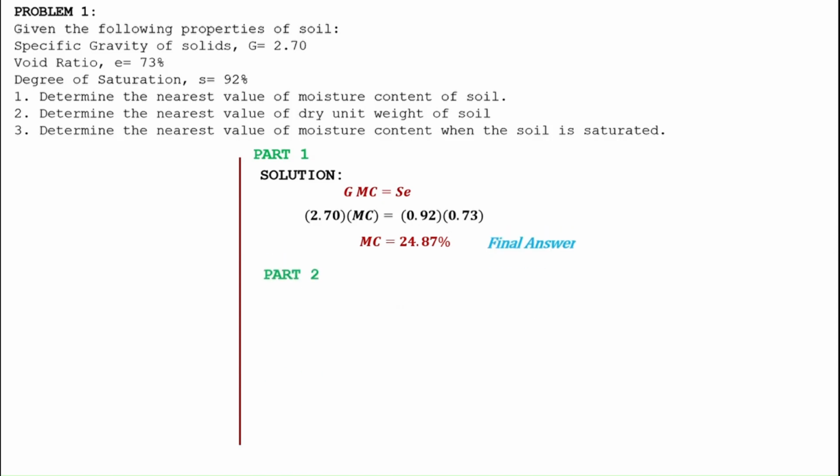For our solution to the second part of the problem, we will recall the formula for dry unit weight of soil, that is, specific gravity over 1 plus void ratio multiplied by the unit weight of water. Substituting values, we get 2.7 over 1 plus 0.73 times 9.81 kilonewton per cubic meter. Our dry unit weight therefore is equal to 15.31 kilonewton per cubic meter.